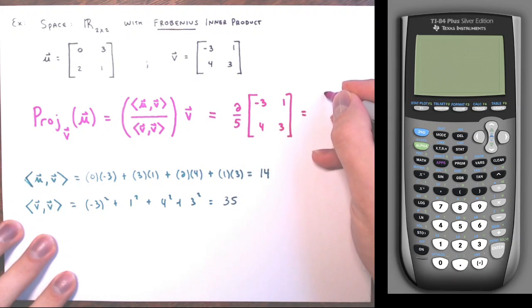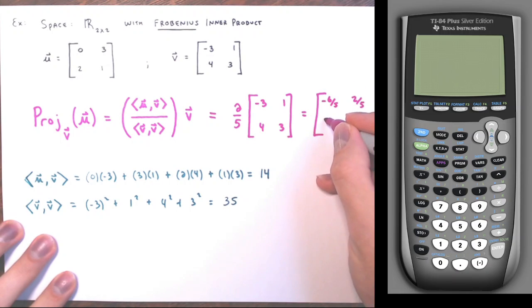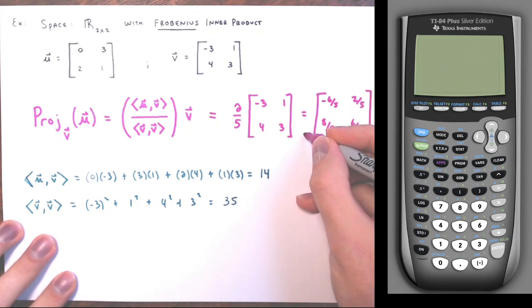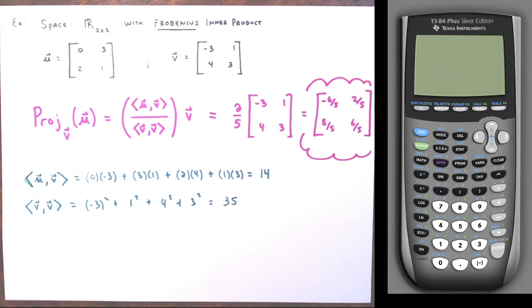Or, putting the 2/5 in, just standard scalar multiplication, standard vector addition. It will be negative 6/5, 2/5, 8/5, and 6/5. There's the projection vector. Right. The projection of this matrix onto that matrix, in this inner product space.